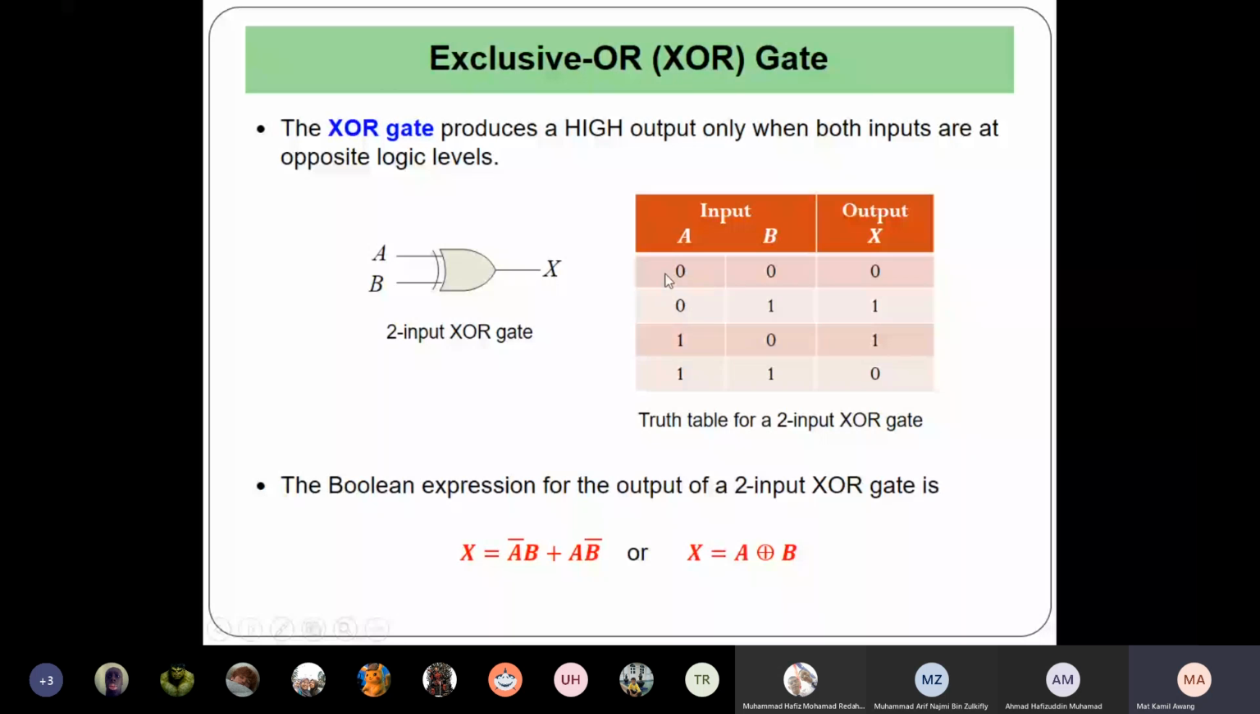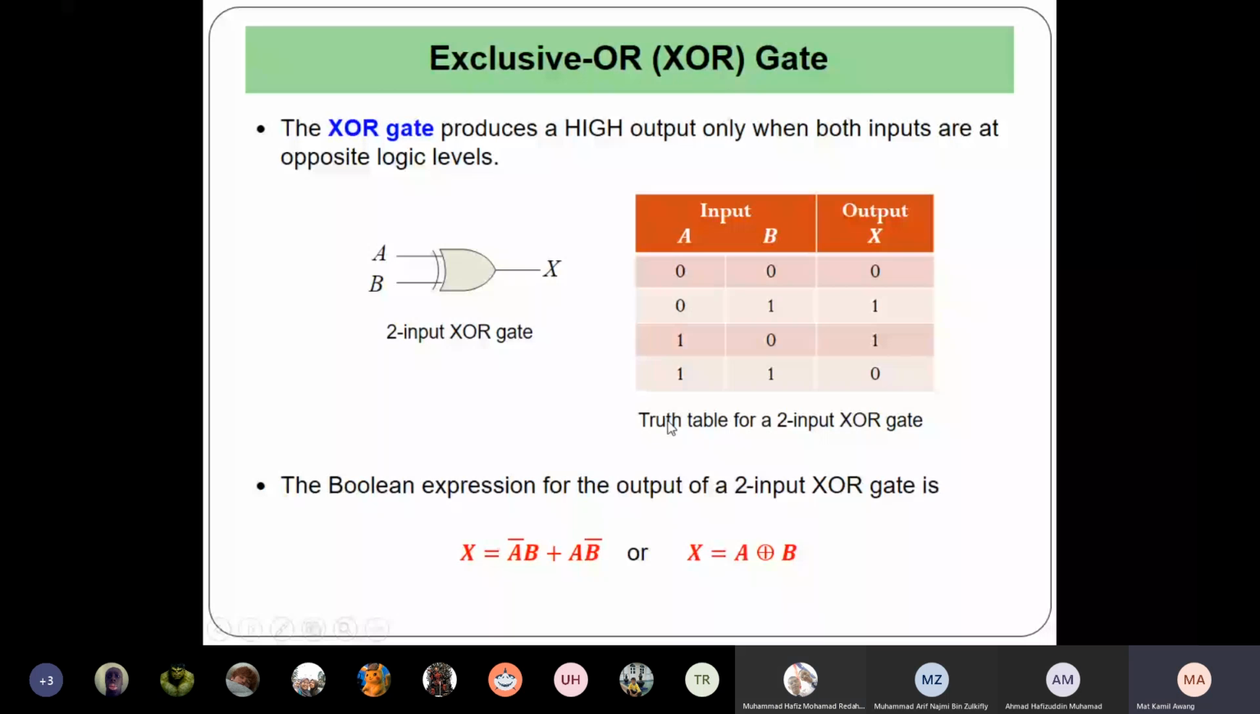So it says that when you have opposite levels, A and B have opposite levels, therefore the output is high. If A and B have the same level, the output is low. So if A is 0, B is also 0, therefore X is 0. A is 0, B is 1. So we see there is a difference between A and B, then it's high, 1. A 1, B 0, so X is 1. A 1, B 1 is the same level, then it's 0. So this is the truth table.